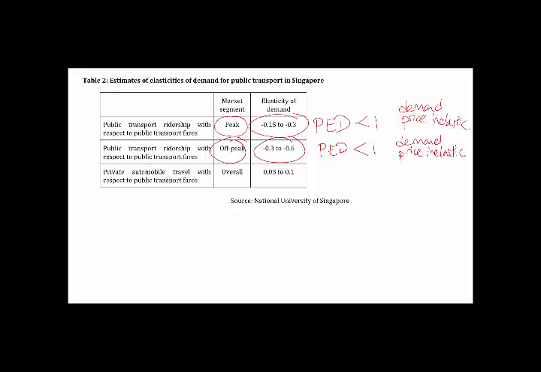And down here, what we have is private automobile travel with respect to public transport fare. So what we have here is actually XED. All right, and XED here is less than 1 as well, 0.03 to 0.1. So what does this tell you about the relationship between private automobile travel and your public transport? Something for you to think about. All right, make sense of this information.